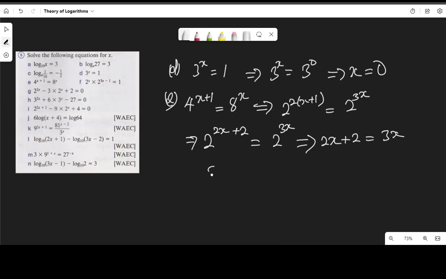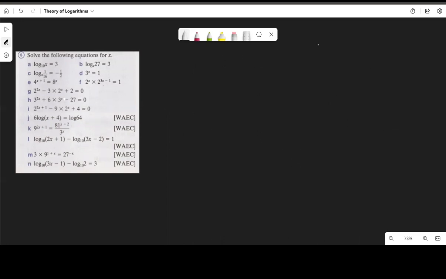Collecting terms, 2x minus 3x equal to minus 2. As I move this across the equality it becomes minus, and I also move this across the equality and it becomes minus. Okay, 2x minus 3x is minus x equal to minus 2. Minus will cancel out. Therefore, x is equal to 2. Okay, we have question F now.